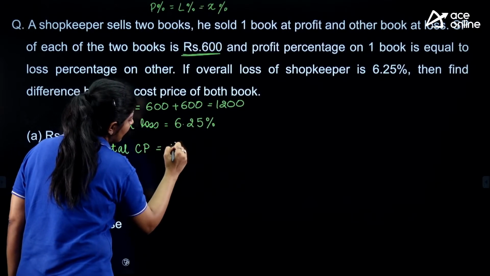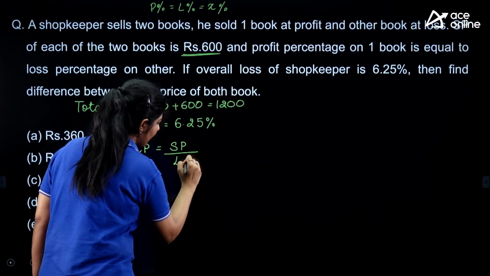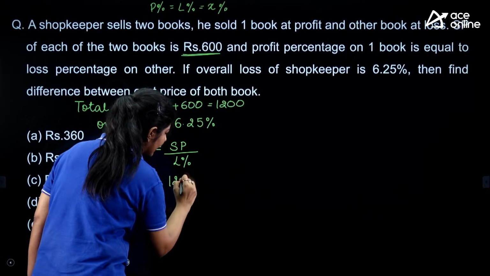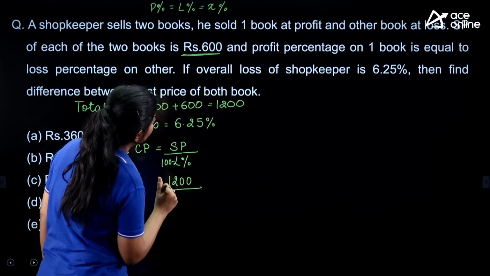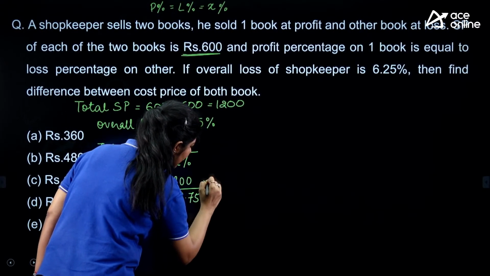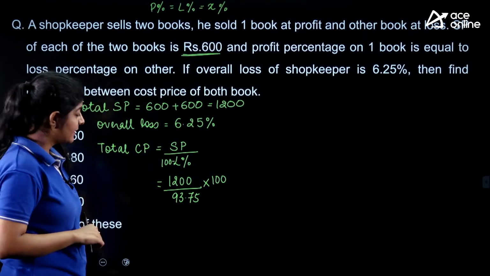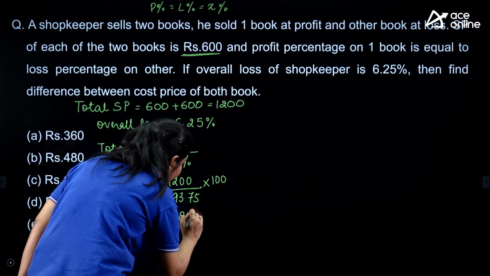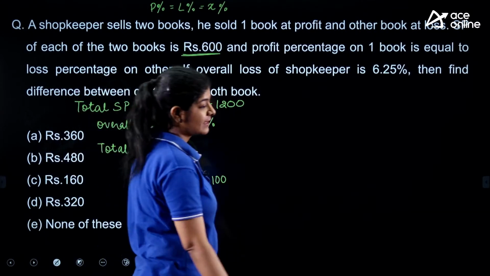Cost price is nothing but the selling price divided by the loss percentage, right? So it is nothing but 1200 and 100 minus the loss percentage. So here we are getting 93.75 multiplied by 100. This is my total cost price. And if we solve this, the total cost price that we got is 1280. This is my total cost price, right?